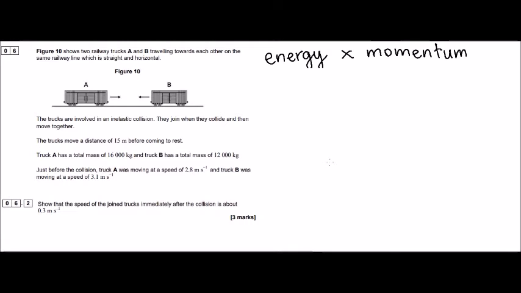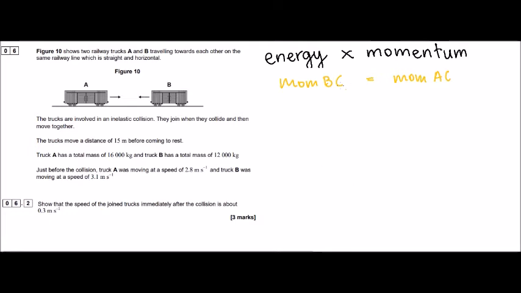An elastic collision means that the kinetic energy doesn't have to be conserved. It can be transferred into, let's say, thermal energy, but momentum is always conserved. That means that momentum before collision is equal to momentum after collision.